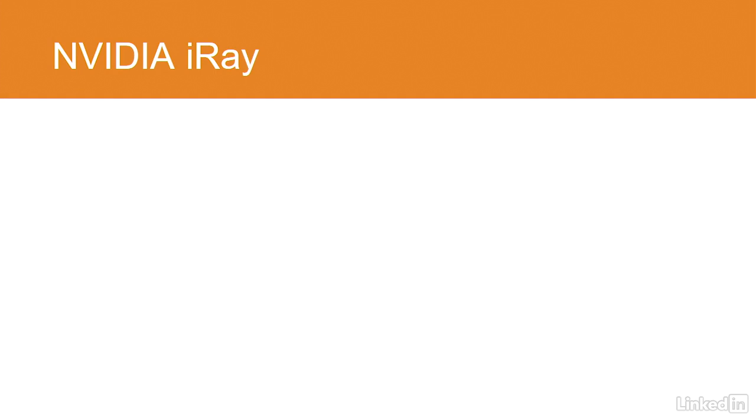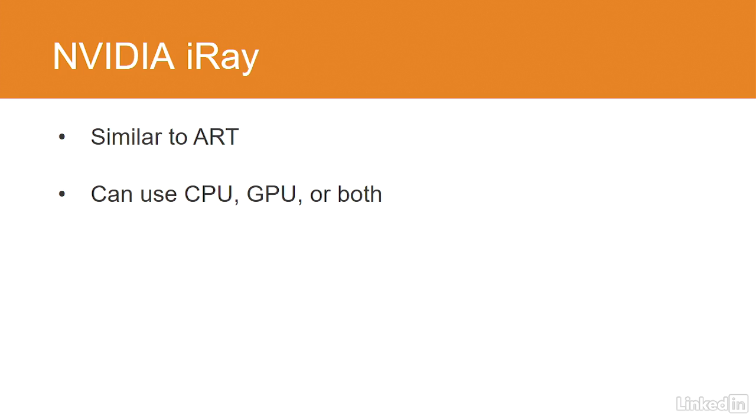NVIDIA has 2 plugins for 3ds Max. The first is iRay. It's very similar to ART in as much as it's physically accurate. However, the difference is that iRay can use the CPU, that is the main processor in your computer. It can use the GPU, or your video hardware, or both. And it does it in a way that's different to the Quicksilver hardware renderer.